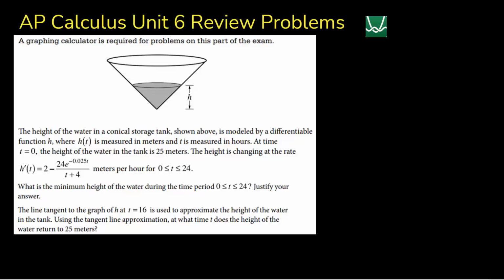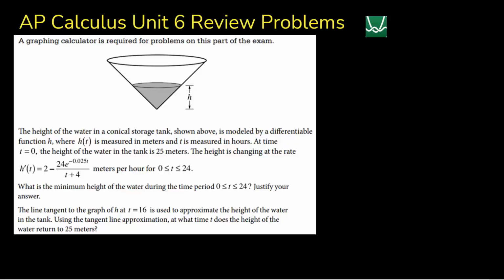The height of the water in a conical storage tank shown above is modeled by a differentiable function h, where h of t is measured in meters and t is measured in hours. At time 0, the height of the water in the tank is 25 meters. The height is changing at a rate of h prime, meters per hour, for 0 to 24. First question, what is the minimum height of the water during the period 0 to 24?